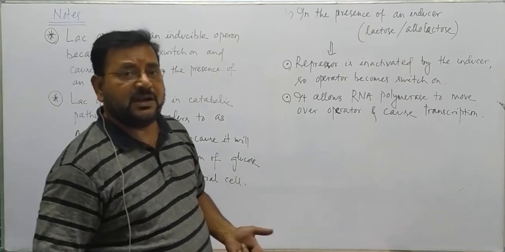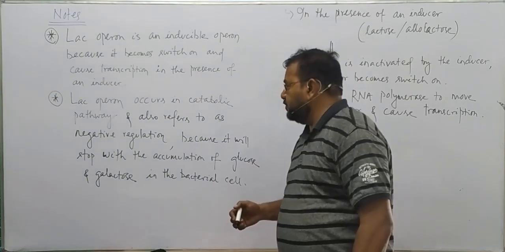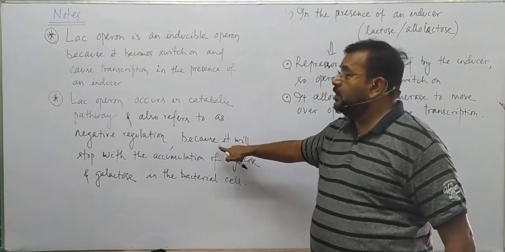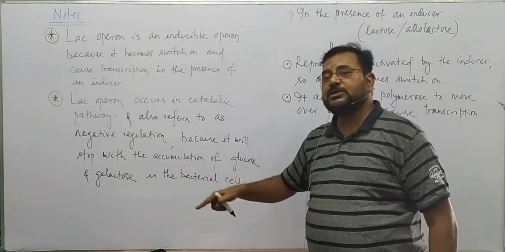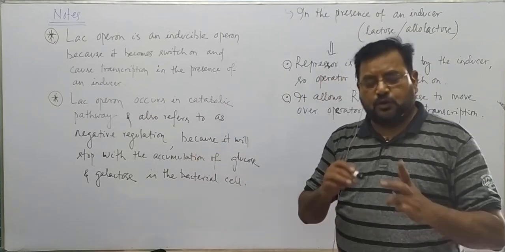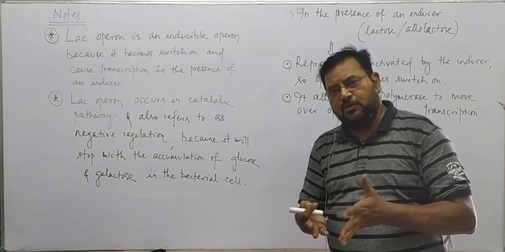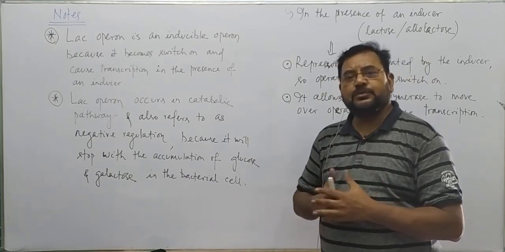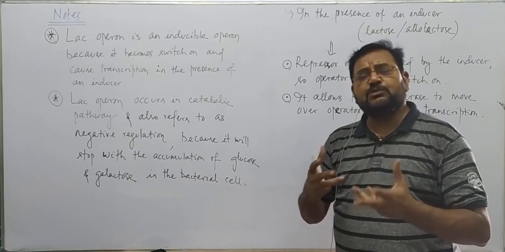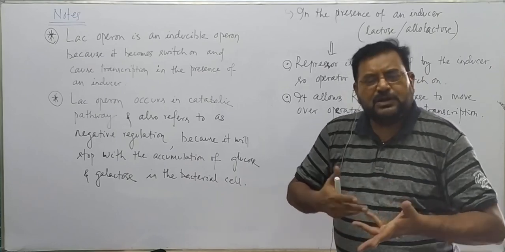Why is it called negative regulation? Because the lac operon stops when glucose and galactose are accumulated inside the cell. So continuously lactose breaks down, glucose and galactose monosaccharide units are produced, and glucose and galactose are utilized in the respiratory pathway to produce energy.